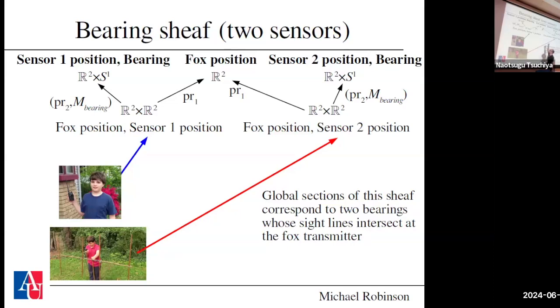Let's put two spans, one on either side, put the fox in the middle. Now, if we look for global sections, you will notice they have to be coherent across everything, which means that the fox position has to be the same for both sensors. If the fox position is the same for both sensors, then we actually get an intersection of sight lines, which of course you'd say, dude, I could have intersected sight lines without sheaves. But if I start throwing in other sensor types, you're actually kind of out of luck. This methodology is the only methodology that will actually work.